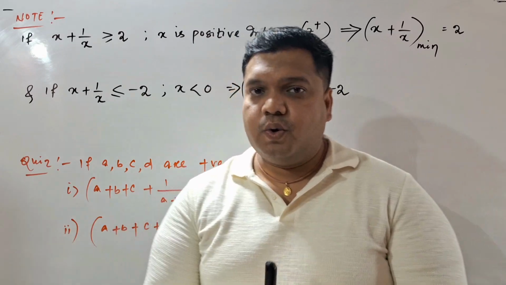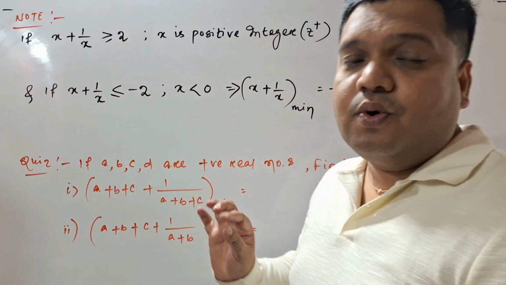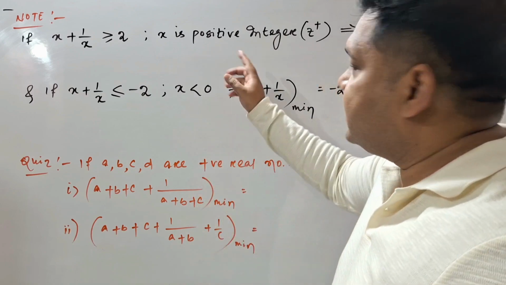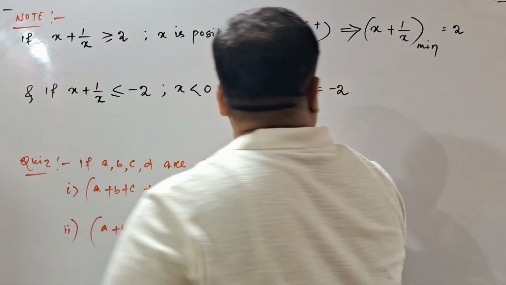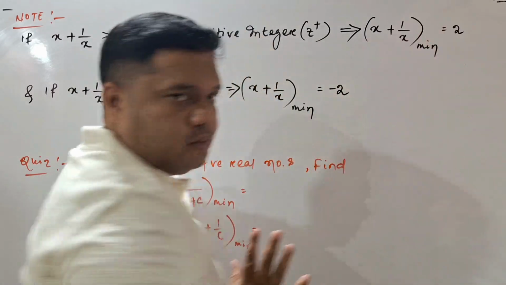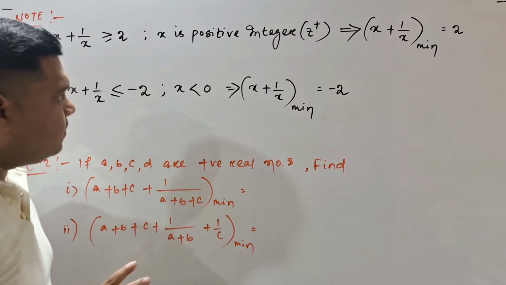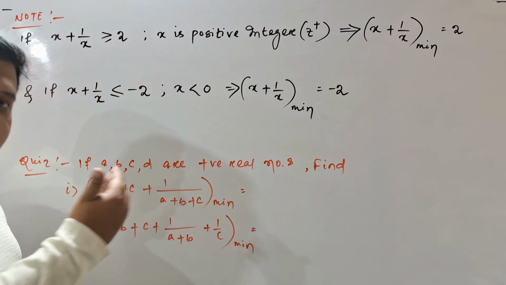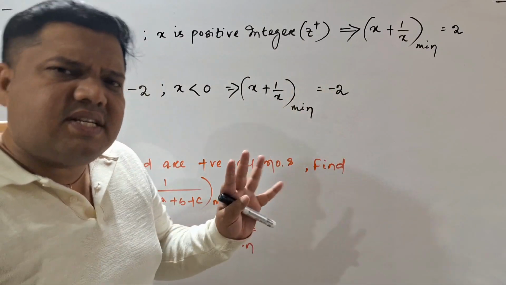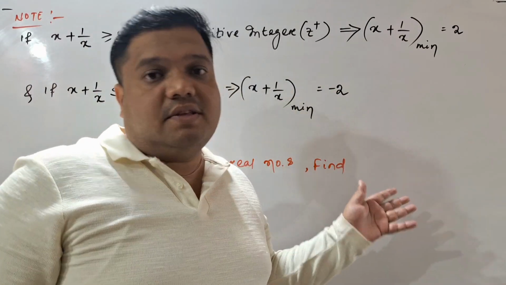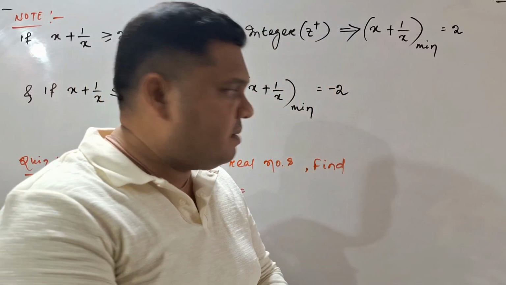Okay, another important rule. Look here. x plus 1 by x is greater than or equal to 2, where x is a positive number, x greater than 0. So the minimum value of x plus 1 by x is 2. Similarly, x plus 1 by x is less than or equal to minus 2, where x is a negative value, less than 0. Then the maximum value of x plus 1 by x is minus 2 here. These are important results, just like the previous two notes that you have to remember. This one also you have to remember.